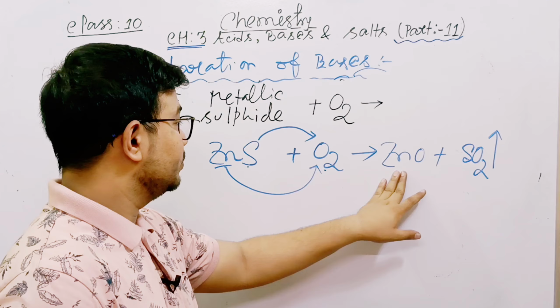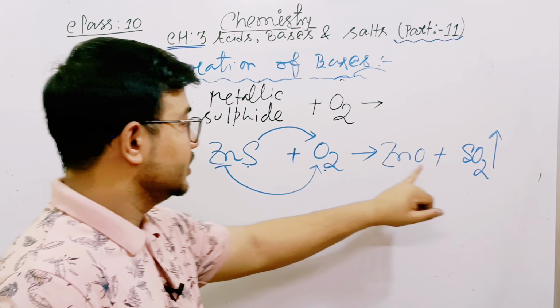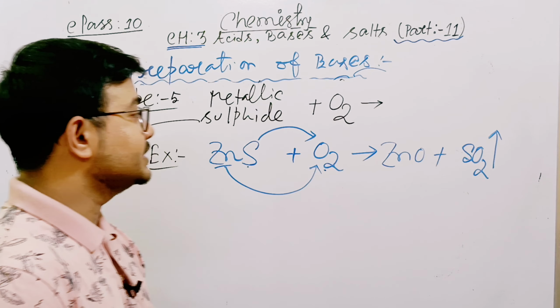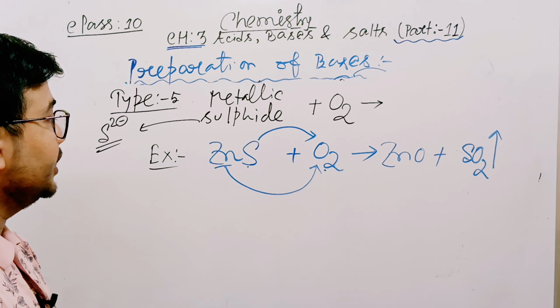Zinc automatically balances. Sulfur balances, 1 sulfur. But what is the number of oxygen? Number of oxygen is 3. So what is the possible way to balance this equation?